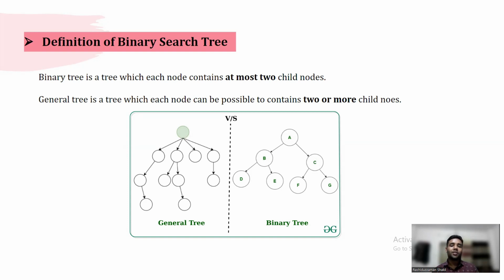If you focus on the right side of the slide, here I mention a binary tree, and I can see the root node contains at most two child nodes, and every parent node also contains at most two child nodes. So that is called a binary tree. To summarize the difference: in a general tree there is no limitation, but if you construct a binary tree, there is a limitation on the child nodes. I think it is clear about the difference between a binary tree and a general tree.